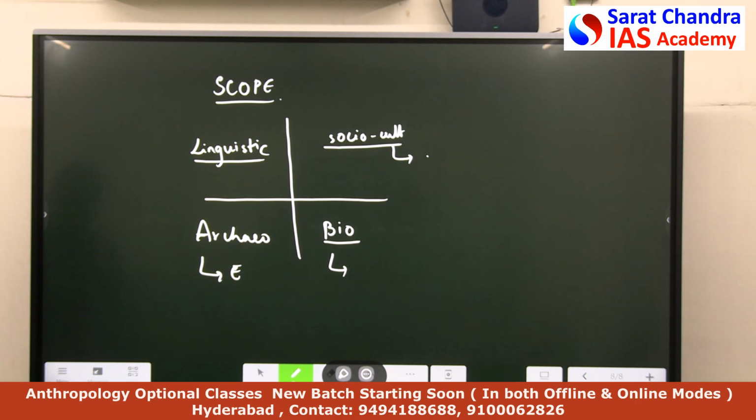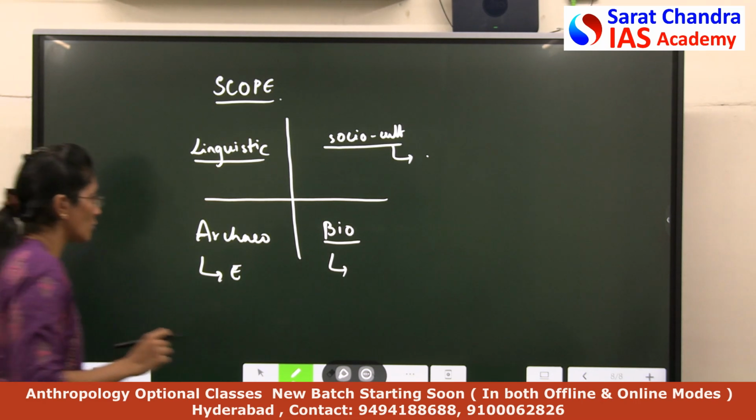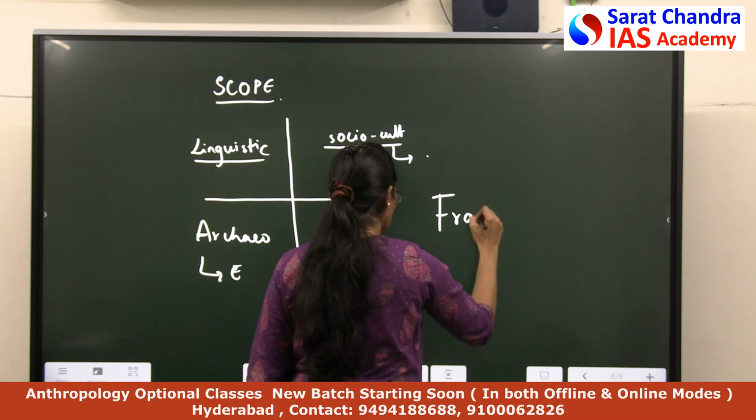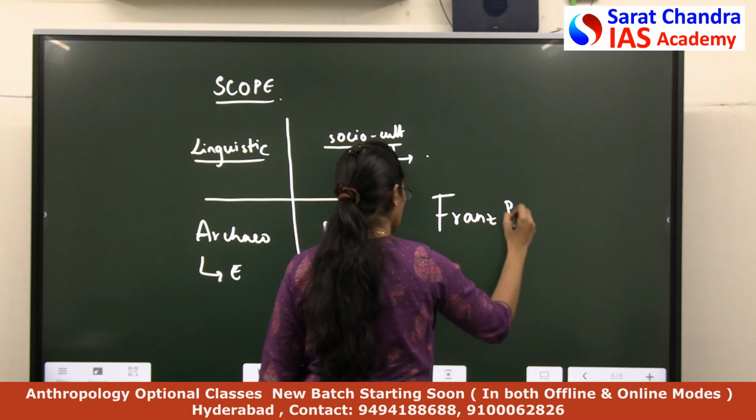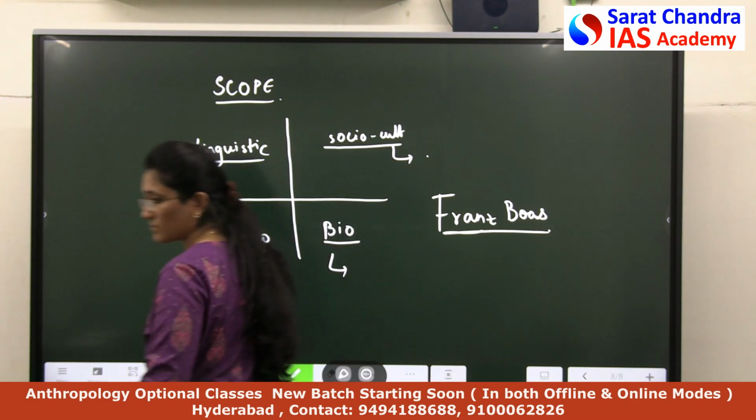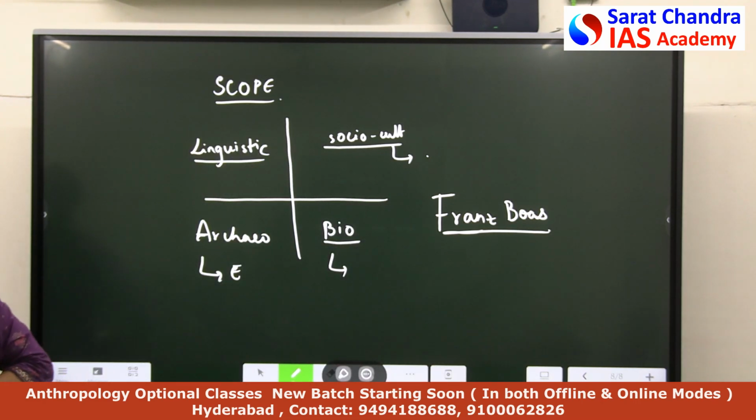Franz Boas. You have put the heading, scope of anthropology. Franz Boas divided anthropology into 4 subfields.